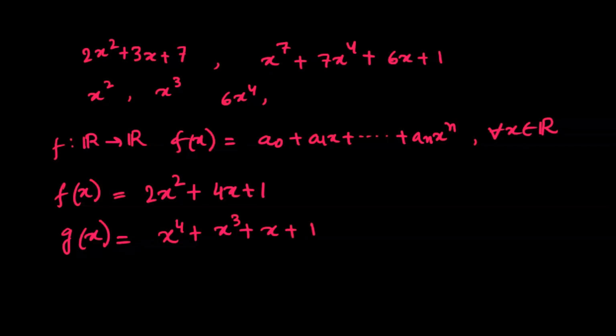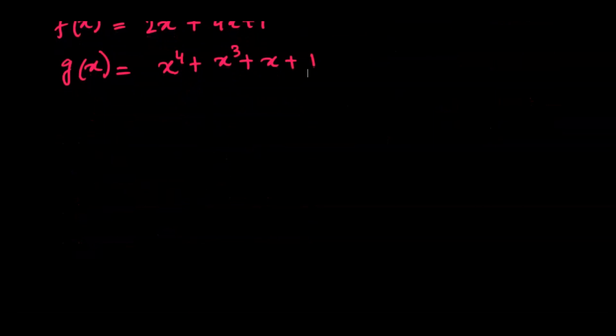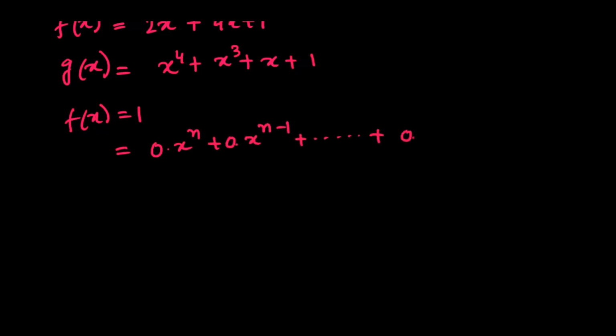So let's try to draw the simple polynomial function. We can tell that f(x) = 1 can also be seen as a polynomial function. How? Because we can write it as 0 times x^n plus 0 times x^(n-1), like that, 0 times x plus 1. So we can tell it is a polynomial function.